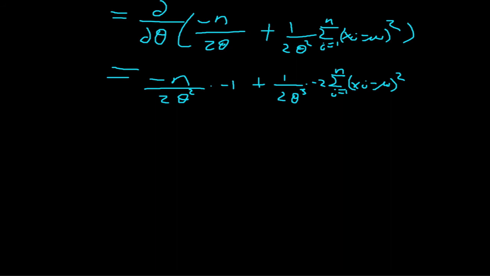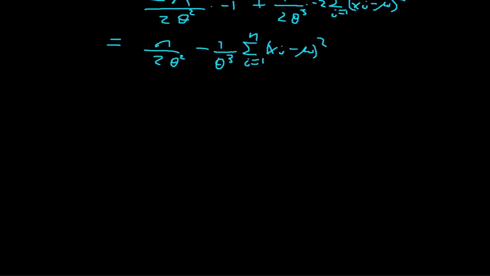And this of course will be equal to, the minus will cancel out, so this will be equal to n divided by 2 theta squared. And of course this minus here will get in front, so minus 1 divided by, and this 2 will cancel out with this 2, so this will be equal to 1 divided by theta raised to the third power times the sum from i equals 1 till n of (xi minus mu) squared.